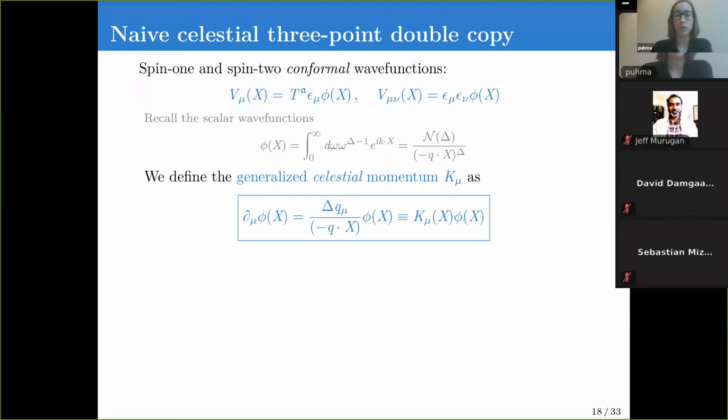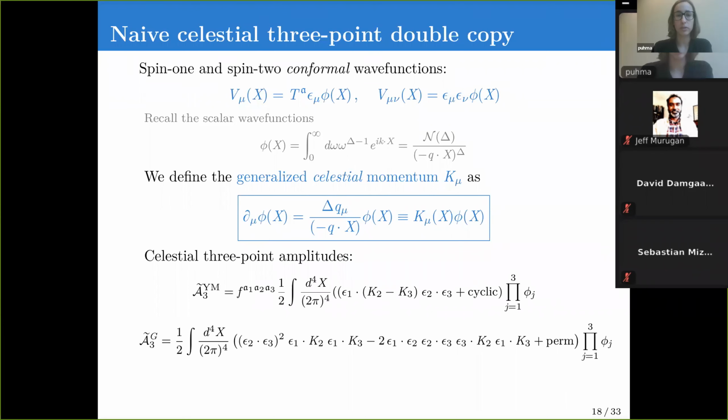And the first thing that I want to do, in order to mimic the momentum space procedure, is to write down how partial derivatives act on these wave functions. So before, we had partial derivatives acting on e to the i k dot x, which pulled down a momentum times the plane wave. So here I'm trying to mimic the same. And I've written it in such a way that I can call this expression here k, and I will call this the generalized celestial momentum, because it just mimics the way that partial derivatives act on plane waves. Now, this is different from the momentum space momenta, because they depend explicitly on delta, and they also depend on x, so they're space-time dependent momenta.